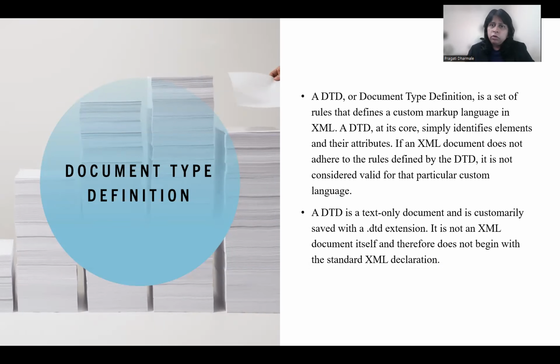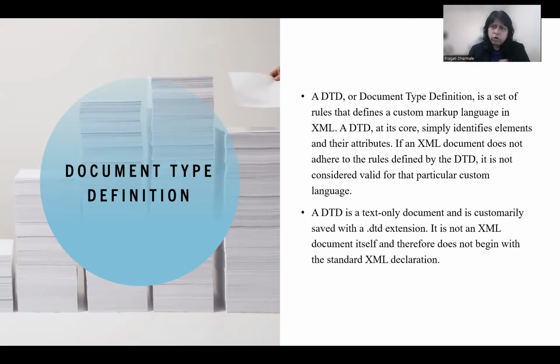A DTD, a document type definition, is a set of rules that define a custom markup language in XML. At its core, it simply identifies elements and their attributes. If an XML document does not adhere to the rules defined by the DTD, it is not considered valid for that particular custom language. So basically, it is a set of rules that defines a custom markup language in XML. And if an XML document does not follow that rule, it is not considered as valid.